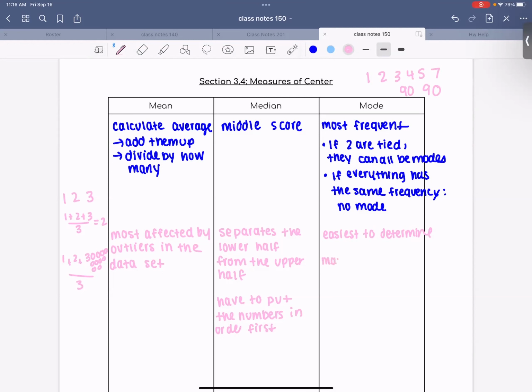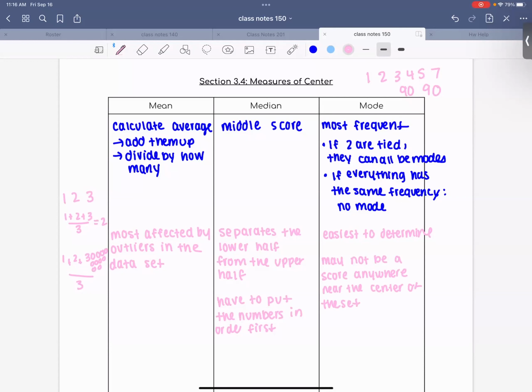So may not be a score anywhere near the center of the set. Okay.